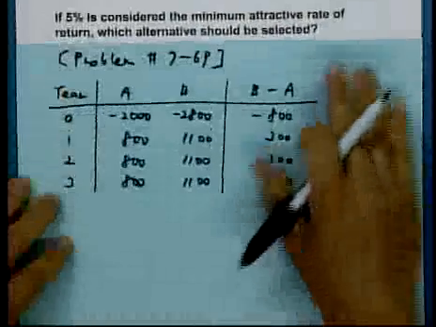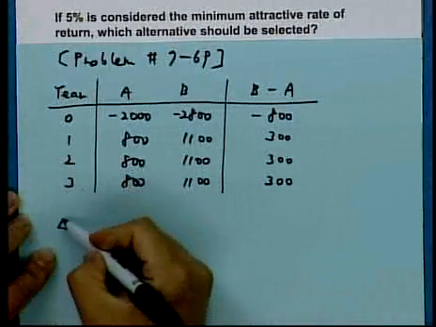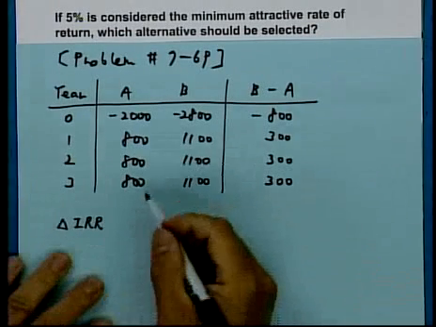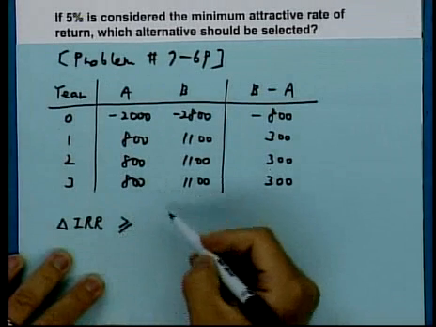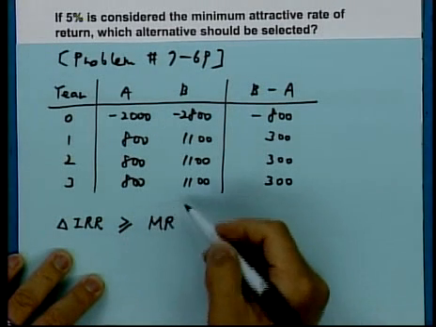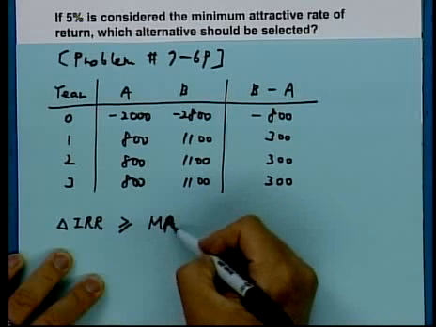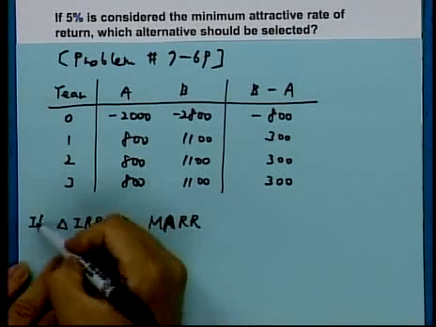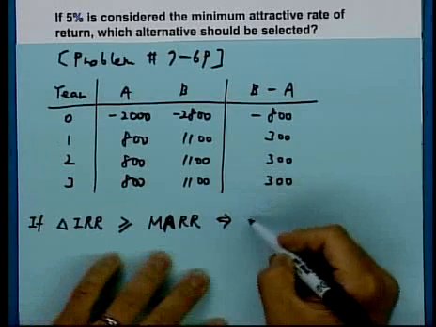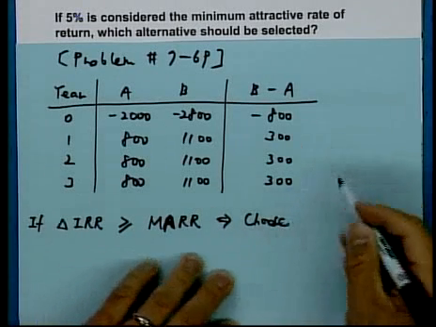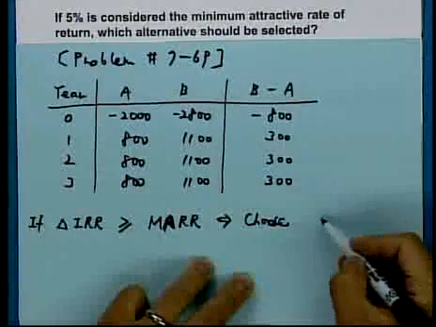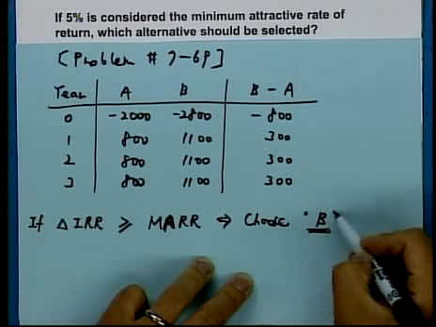and our criterion would be if the incremental rate of return is greater than or equal to the minimum attractive rate of return value, then choose the higher cost alternative. Choose plan B. Okay.